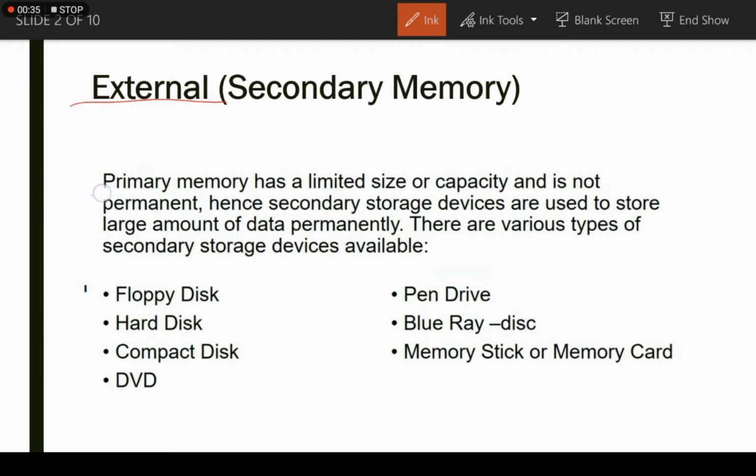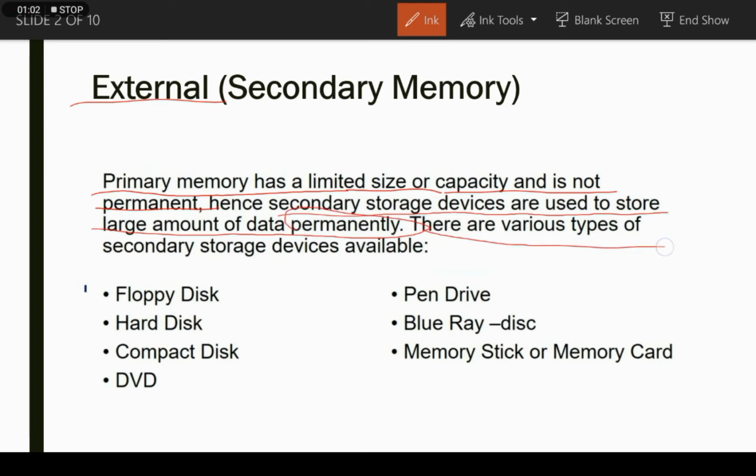As we know, primary memory has a limited size or capacity and is not permanent. As we discussed in the previous video, the primary memory RAM can only process the data. It can't store the data permanently. So secondary storage devices are used to store a large amount of data permanently.